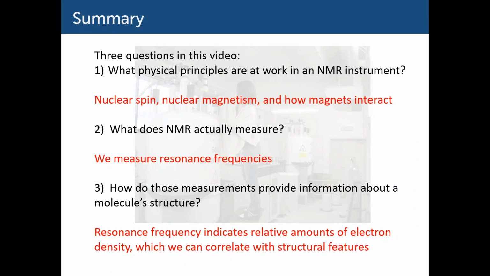And in the next video, we'll be taking a step toward looking at actual NMR spectra and starting to do the work of correlating electron density to the structural features and how we actually assess those things in the spectrum itself. It turns out it doesn't look anything like the potential energy diagrams that we've done today.